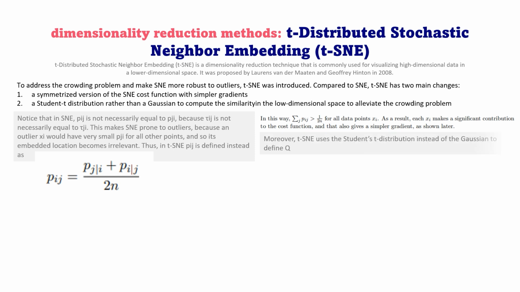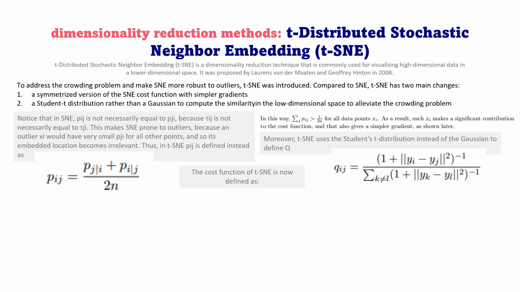So moreover, t-SNE uses Student's t-distribution instead of the Gaussian to define q. This is how we calculate q sub ij, that you can see on the screen, because it uses Student's t-distribution, not the Gaussian distribution. So now it's time to calculate the cost function of t-SNE.